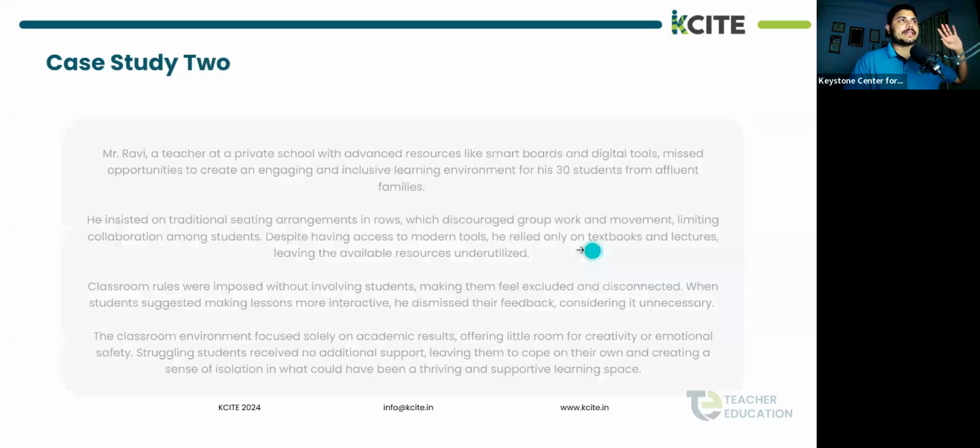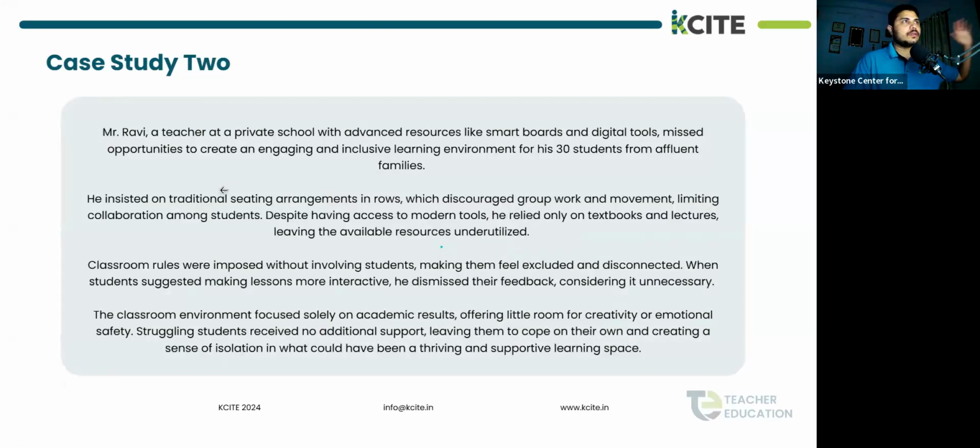Now I'm going to show you the second situation where there is another teacher, Mr. Ravi, a teacher at a private school with advanced resources. There are all types of resources available at that school, like smart boards and digital tools, but he missed opportunities to create an engaging and inclusive learning environment for his 30 students from affluent families, from well-to-do families. He insisted on traditional seating arrangements, like in rows, the normal traditional sitting arrangement, which discouraged group work and movement, limiting collaboration among students.